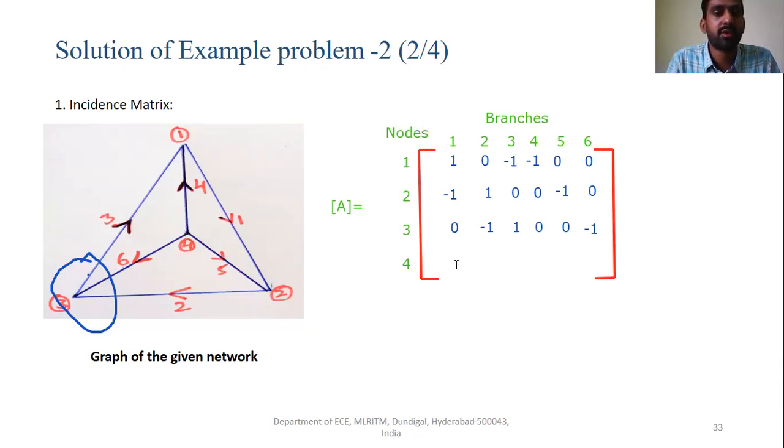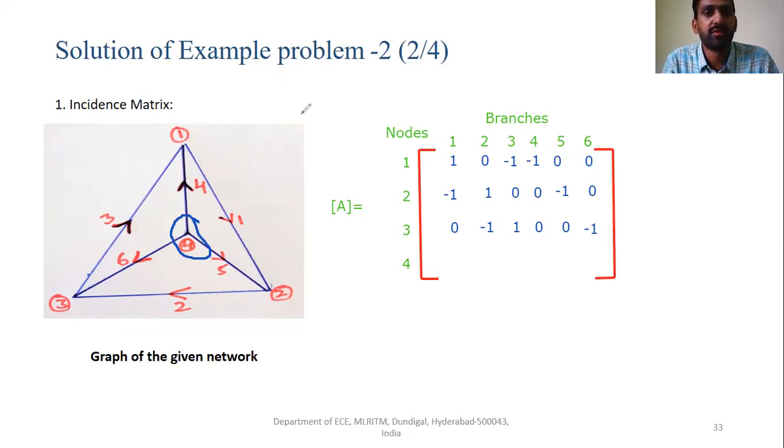Now, coming to node number 4. So where is node number 4? Here is your node number 4. With respect to node number 4, let us check for the possibility of incidence with respect to different branches.